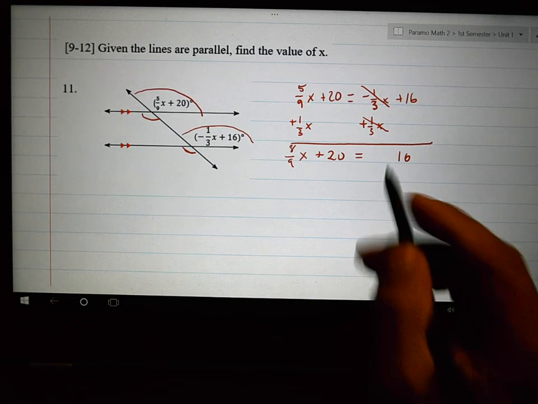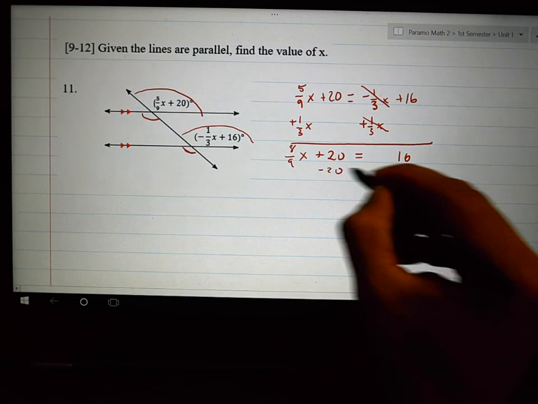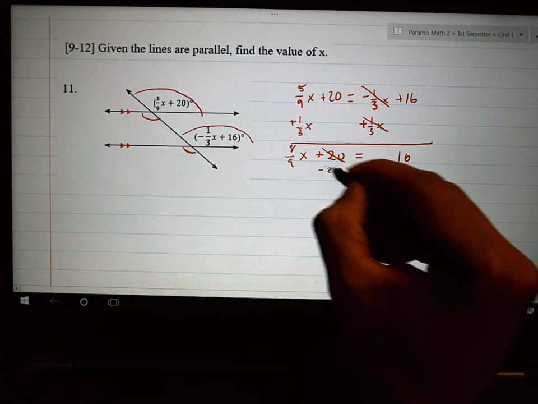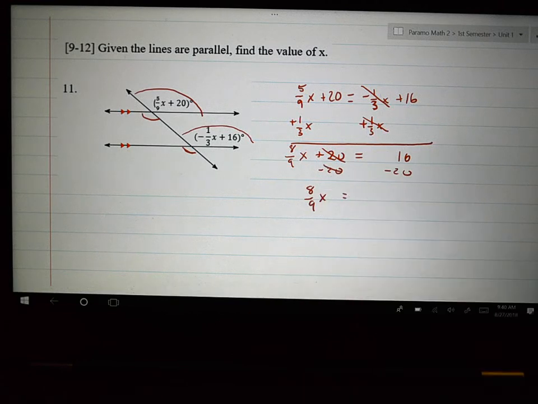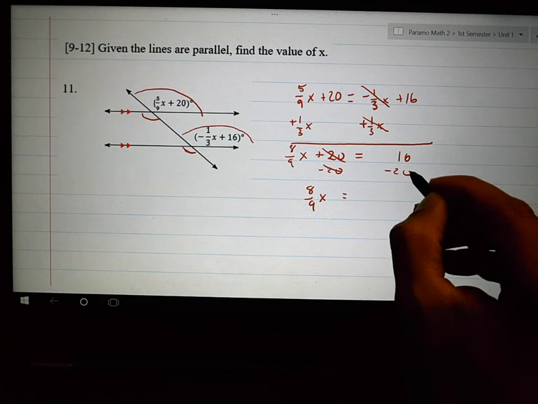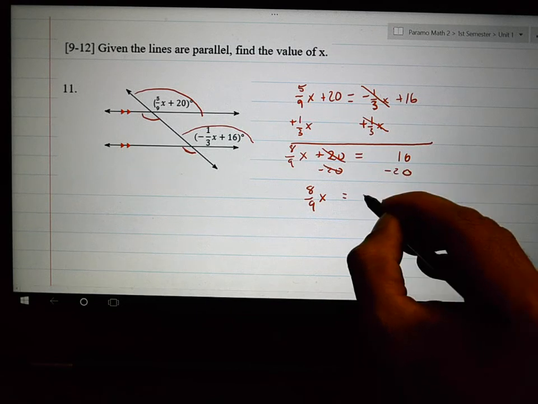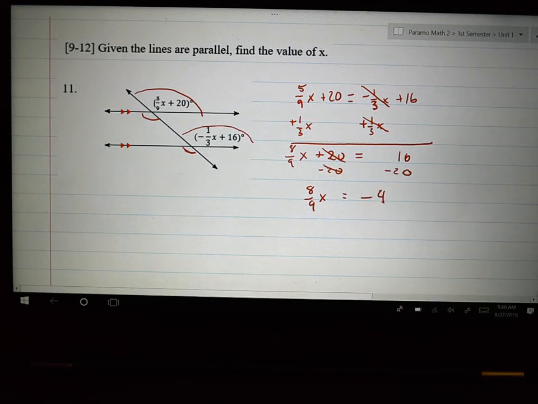And then subtract 20. 8/9 x equals 16 minus 20. If you don't know, use your calculator. You are taking away more than you have. It's going to be a negative 4. 16 minus 20.